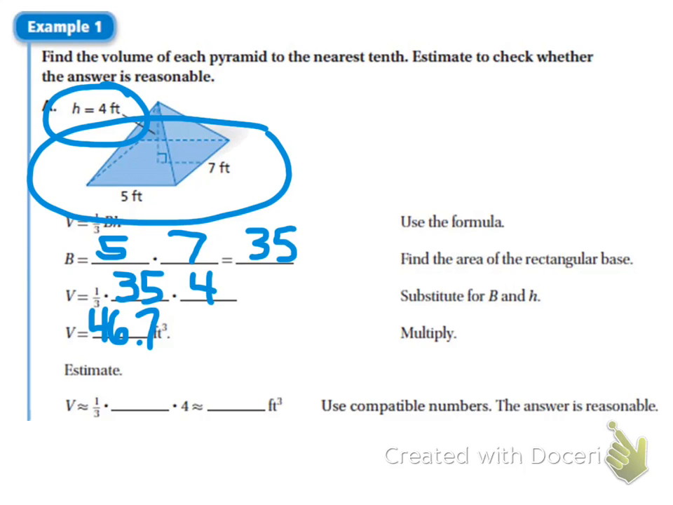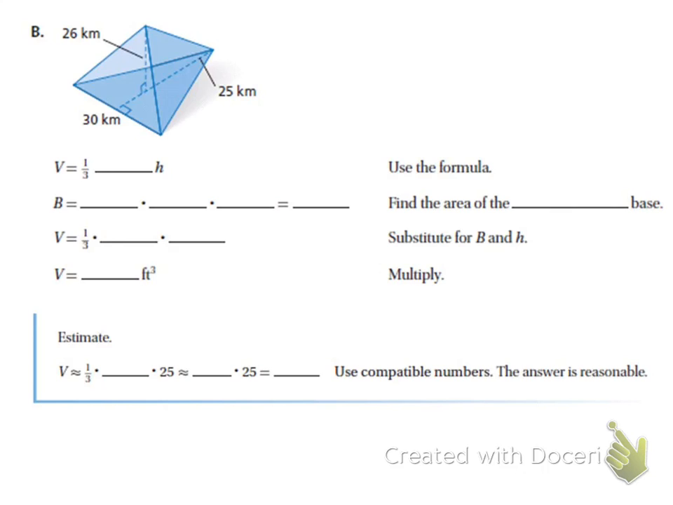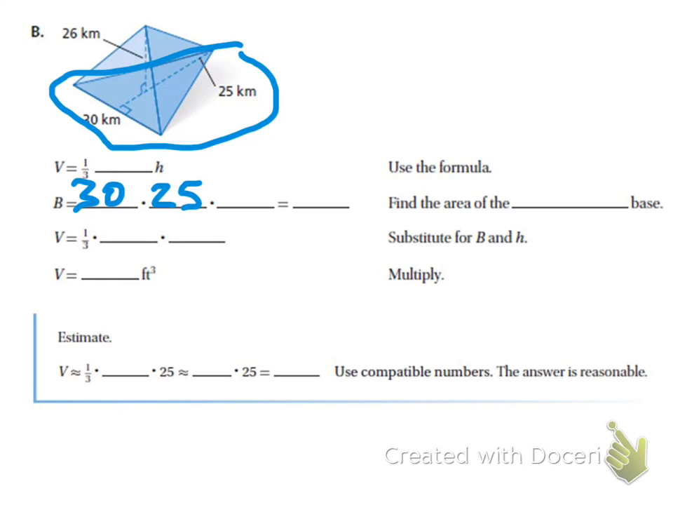Now if we were to estimate this, we would estimate that it's about 33 times 4, and that would be about 44 feet cubed. B. So now we have a different pyramid, and we need to look at the base. What's the base of this? Wilfredo? 30 times 25. That is correct.